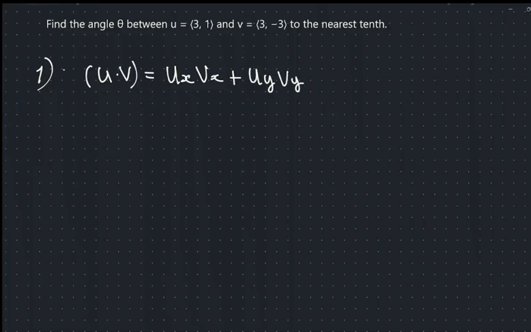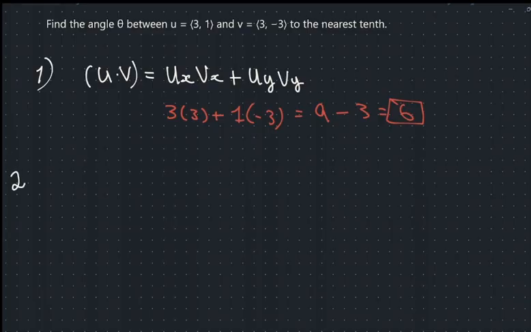And let's use the numerical values. So we will have ux is just 3 times vx, which is also 3, plus uy, which is 1 times negative 3. It's equal to 9 minus 3, which is equal to 6. So this is the dot product.